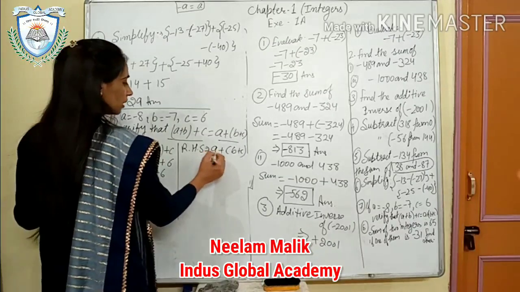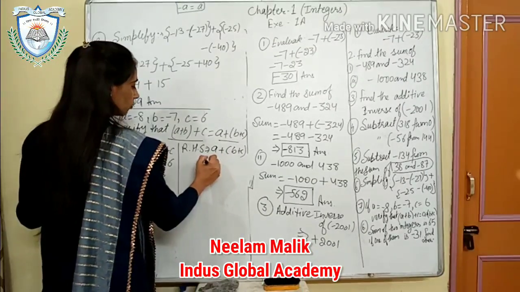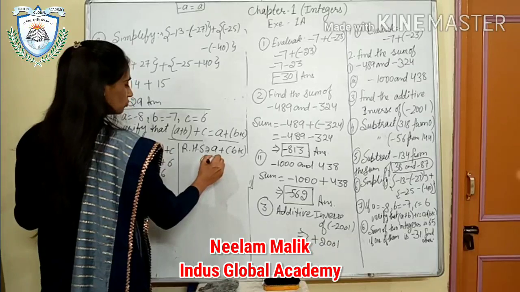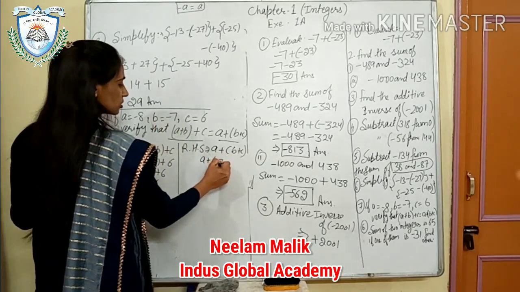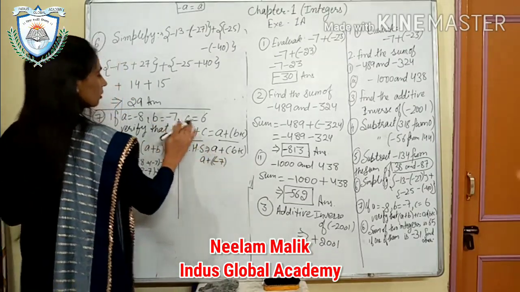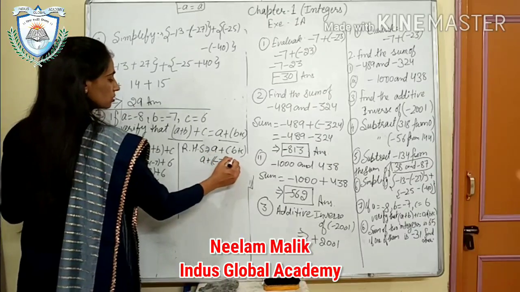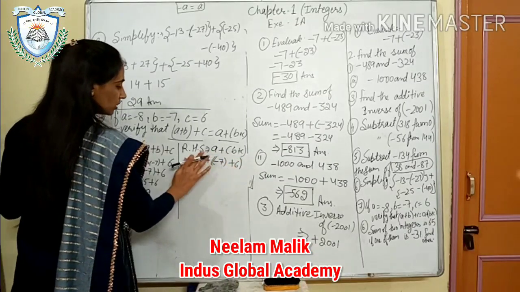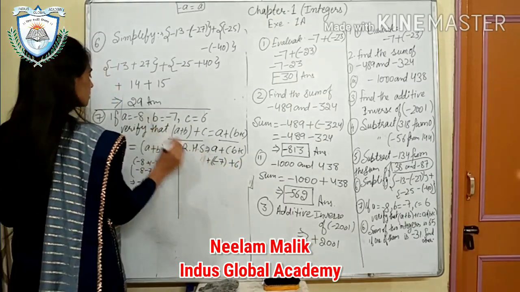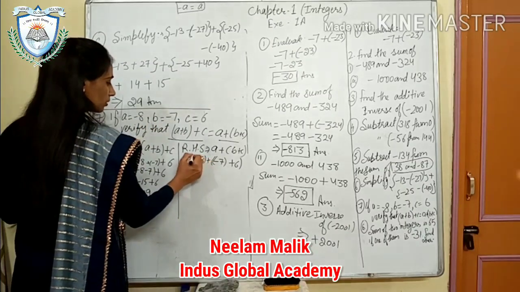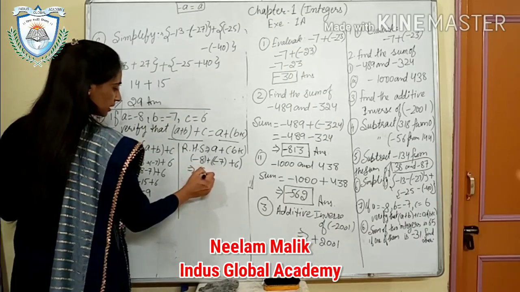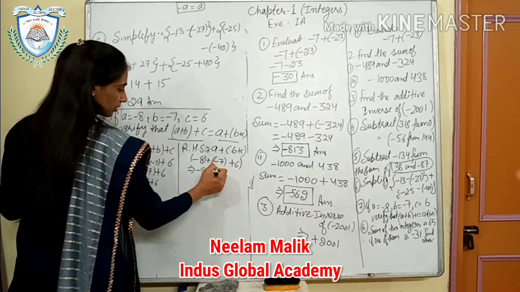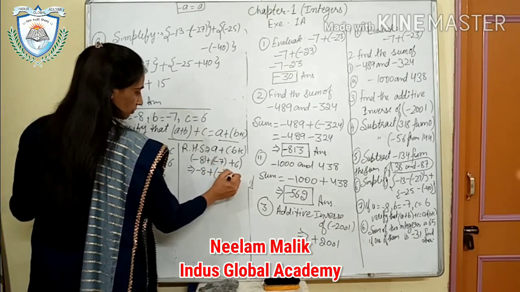Check it here, the right hand side. A plus B plus C. We will add A later on. First we will add B plus C. So what is B? B is minus 7. Put this in bracket, and plus C, plus 6. And what is A? A is minus 8. So next line, minus 8 plus bracket minus 7 plus 6.